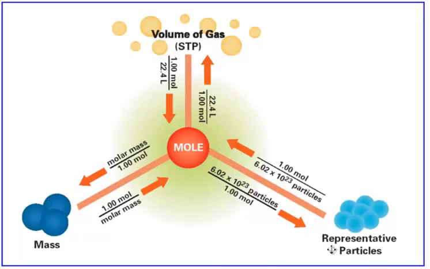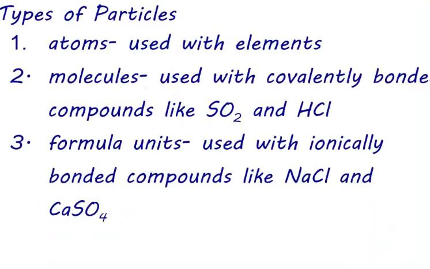Particles is a bit of a general term. We want to get a little more specific when we make these calculations. So if I'm talking about a chemical element, I am in fact talking about a particle that we would call the atom. If, on the other hand, I'm working with covalently bonded compounds like sulfur dioxide, a molecular compound, or hydrogen chloride, and if hydrogen chloride were dissolved in water, it would be hydrochloric acid, what I'm talking about here are molecules.